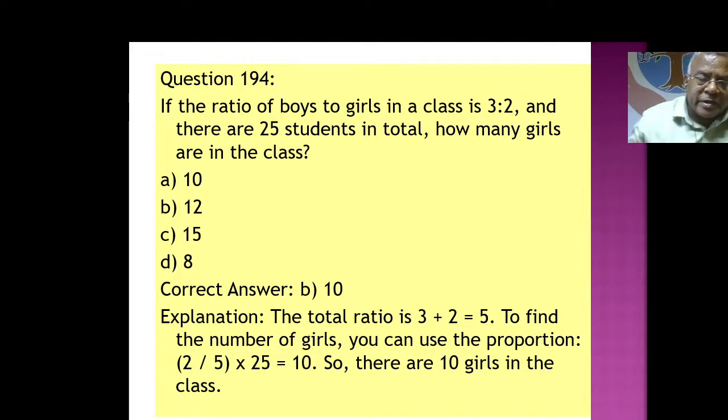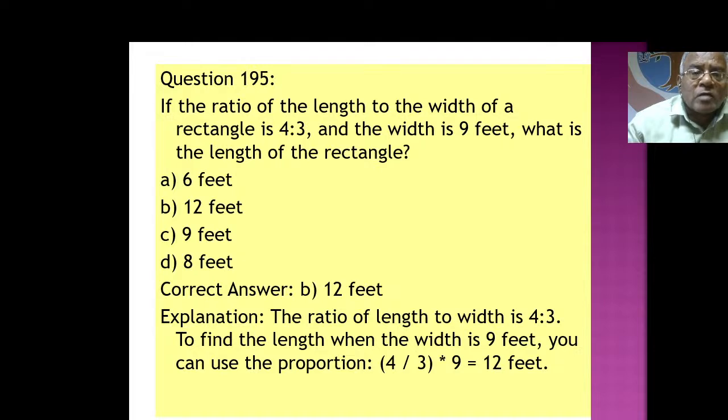2/5 × 25. That is 10 girls in the class. If the ratio of the length to the width of a rectangle is 4:3 and the width is 9 feet, what is the length of the rectangle?